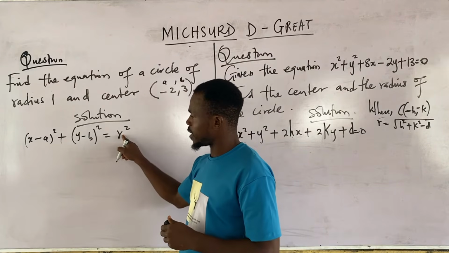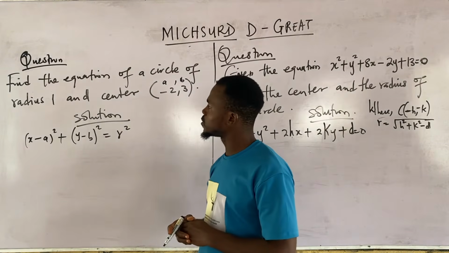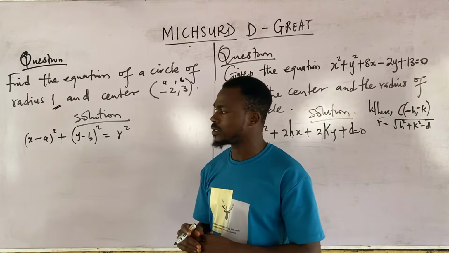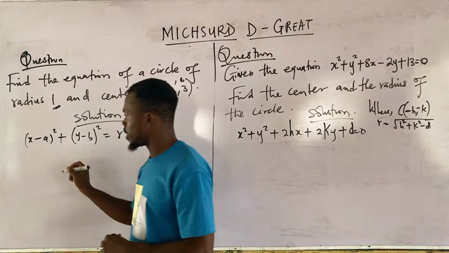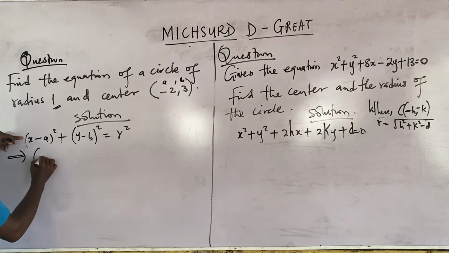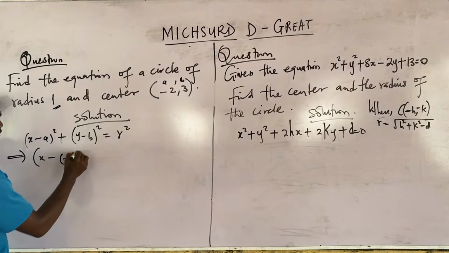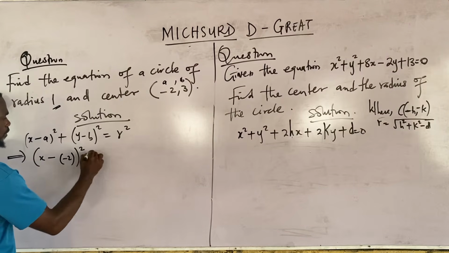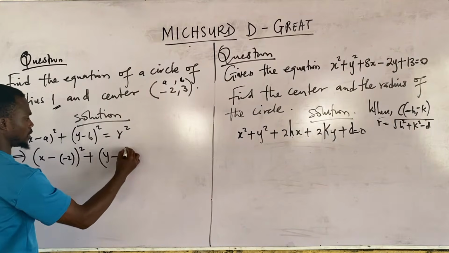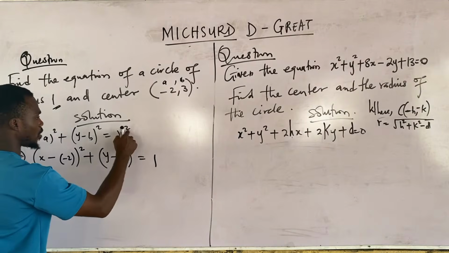Now we also have r here. r represents the radius of the circle. The radius of the circle is given in the question as 1. So if we substitute, we are going to have (x - a), where a is -2, all squared, plus (y - b), where b is 3, equal to r, which is the radius, 1, all squared.